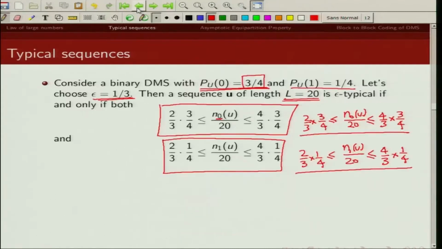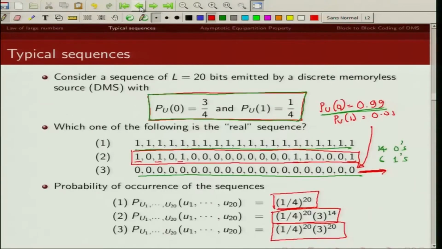Now you go back and see the example that we did earlier. Here the number of ones are 20 and number of zeros are 0. Here number of ones are 6 and number of zeros are 14, and then in this particular example number of ones are 0 and number of zeros are 20. Now what did we say? We said number of zeros should be between 10 to 20. So this cannot be a valid sequence coming out of this particular source, because number of zeros are not between 10 to 20.